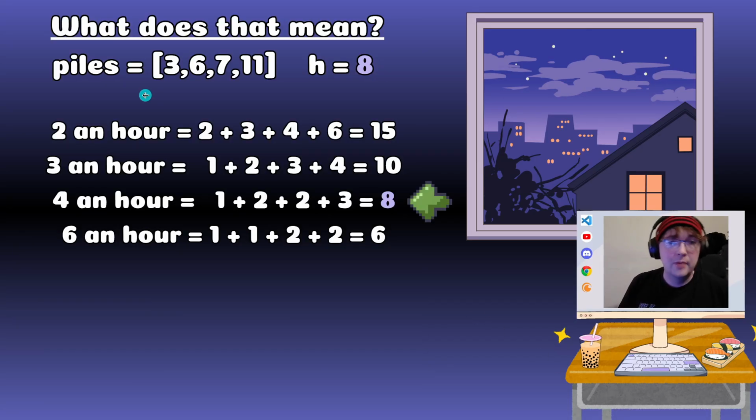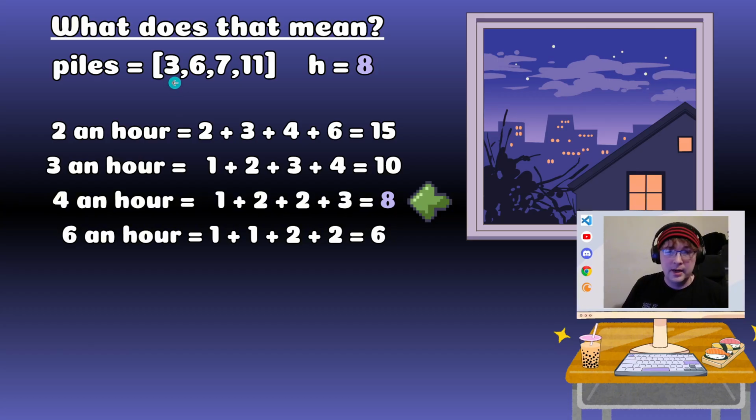So to understand the problem, let's actually go through the example. In the piles array, every single spot has a certain amount of bananas. So you'll see here we have 3 bananas, 6 bananas, 7 bananas, and 11 bananas. And the hours is set to 8. To start off, let's ask ourselves, how many hours would it take in total if we were to eat 3 bananas an hour?